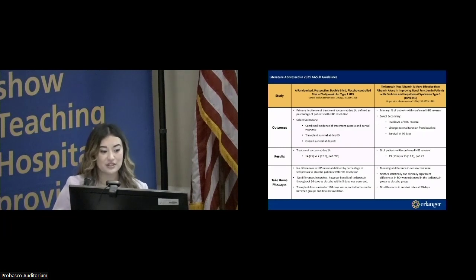As you compare these two studies, they again play an important role in the timeline of HRS management. The first study demonstrated that there is no difference in HRS reversal defined by percentage of terlipressin versus placebo, and there were no differences in survival. However, they did see a benefit at around 3 to 4 days. Additionally, transplant-free survival was first evaluated in this study. Moving on to the REVERSE trial, there was a meaningful difference again seen in serum creatinine and its impact on HRS-AKI reversal. However, neither statistically nor clinically significant differences in serum creatinine were observed, and there were no differences in survival rates at 90 days.